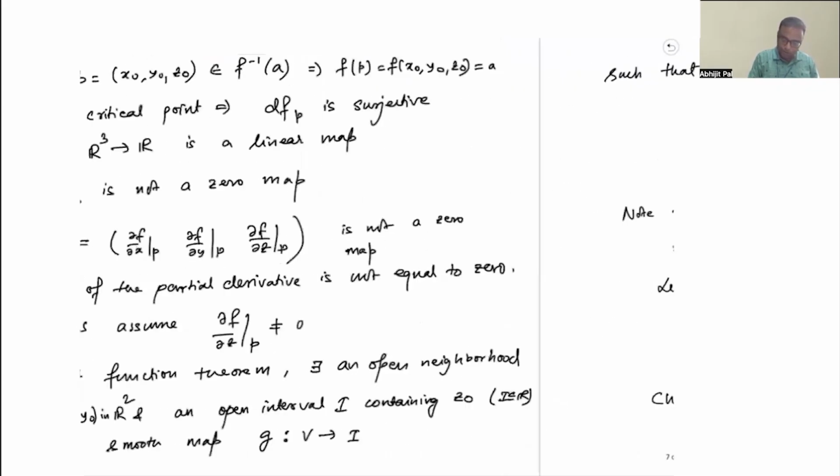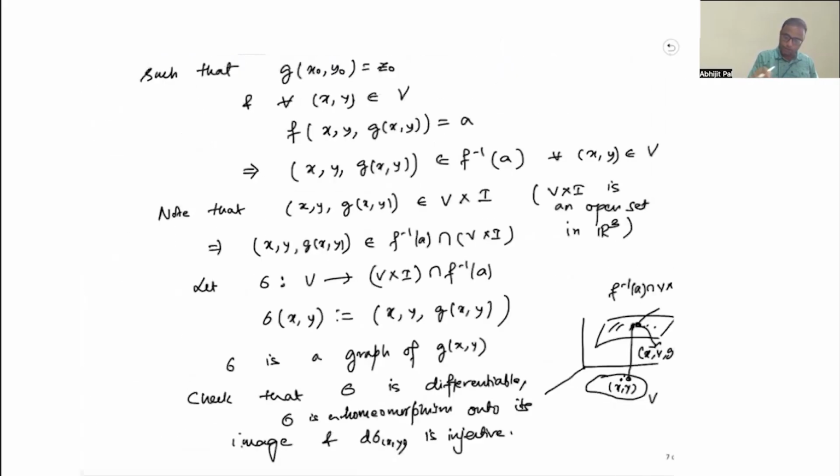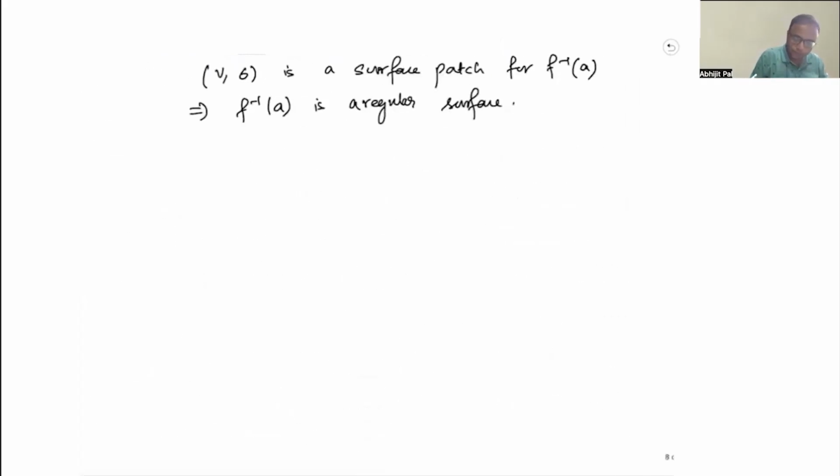Only note here that this map G may not be smooth. I have taken any differentiable map F. If that map F is smooth, then I'll get a smooth map G, but this is not required. Here I'll get a differentiable map G from B to I. So f inverse a is a regular surface.